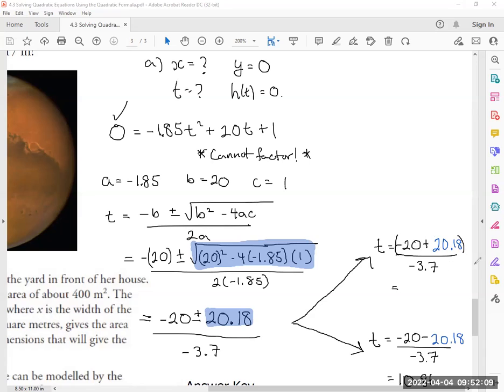Good. 0.09. So T, remember, represents seconds. So when the ball is on the ground, T equals, don't write this yet, 0.09 or 10.86.